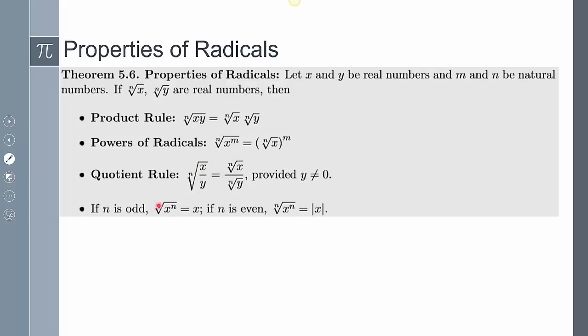And then if n is odd, it's going to be x, but if n is even, it has to be the absolute value of x. The reason why we say that is it has to be positive inside there. You can't have a negative value inside of there, so we have to make the assumption that our x has to be positive.